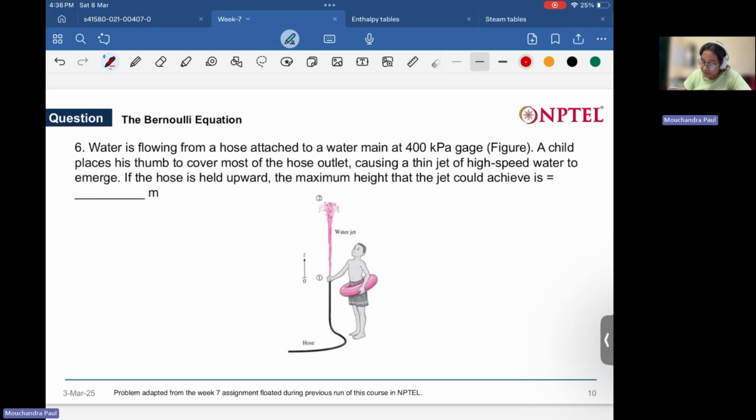So I'll do the calculations here only. So you know Bernoulli equation, it is the pressure head P1. So if this is site 1, this is site 2. So from site 1, we can easily write this expression.